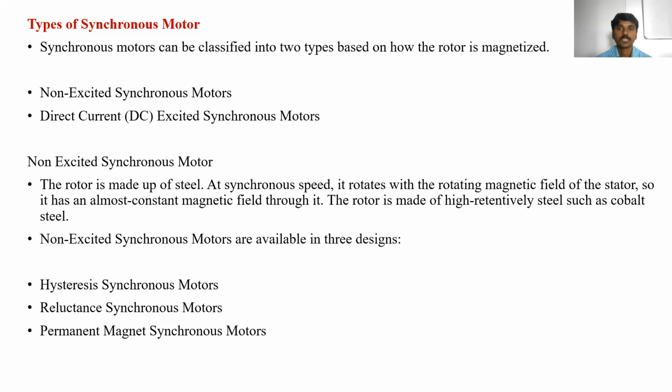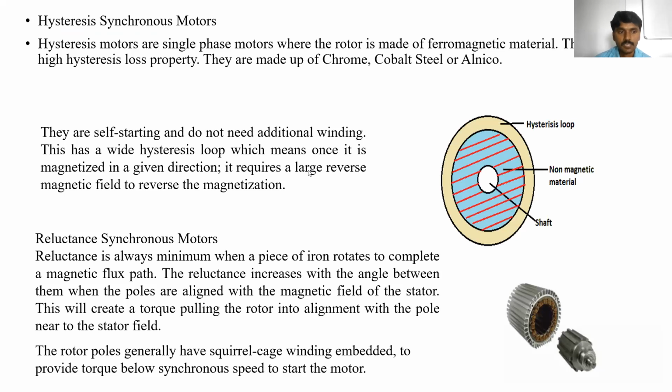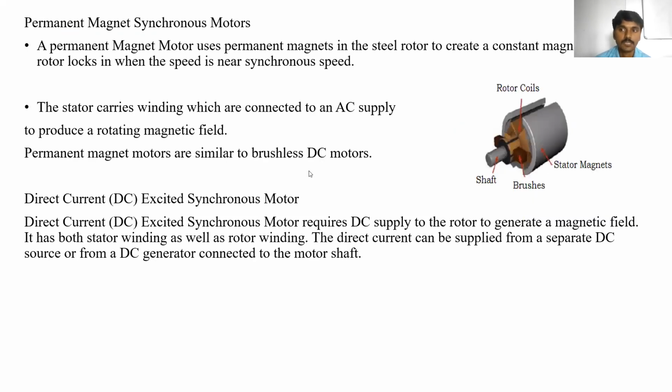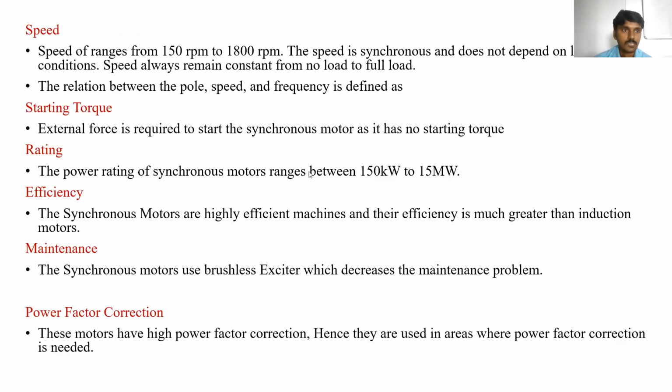So an excited synchronous motor is nothing but a motor which has a winding in the rotor circuit, and this rotor circuit is excited by the DC supply. This type of motor is called a direct current excited synchronous motor. So: non-excited synchronous motor and excited synchronous motor. Again, the non-excited synchronous motor is classified into three types: hysteresis synchronous motor, reluctance synchronous motor, and permanent magnet synchronous motor. All these things we discussed yesterday.